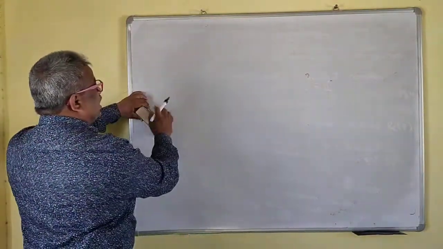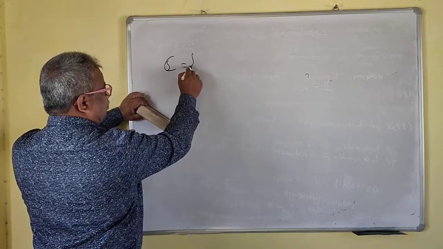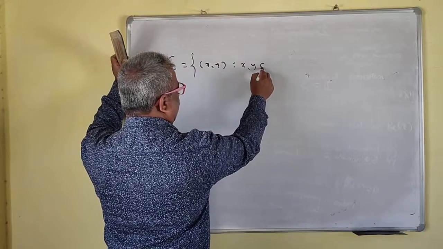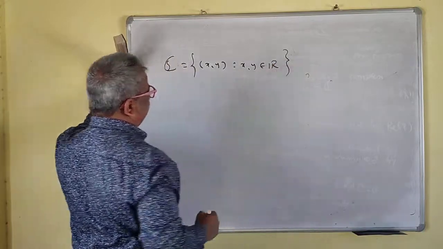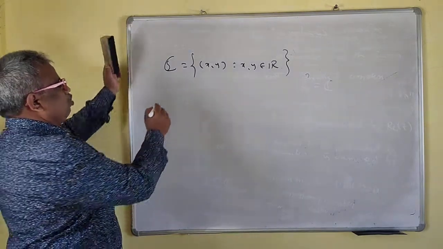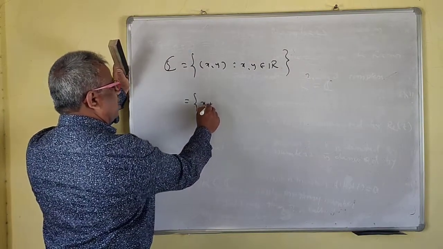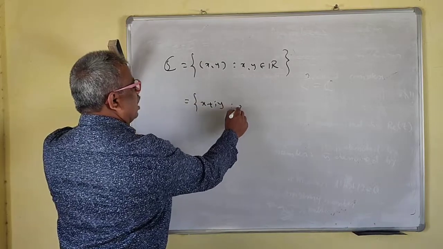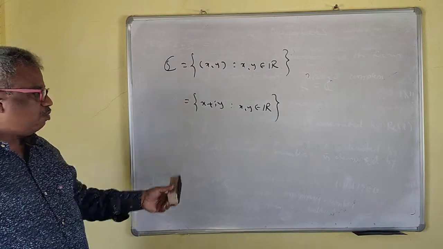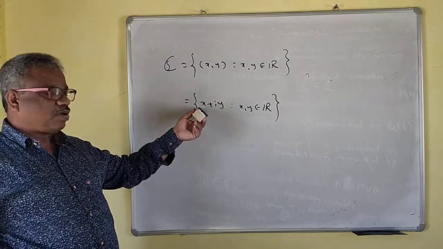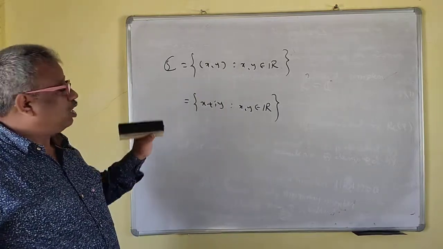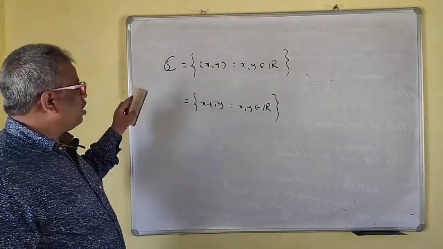I can write the set of complex numbers like this: (x, y) such that x, y belong to R. Or you may write the set of complex numbers x plus iy, such that x, y belong to R. The set of all complex numbers of the form x plus iy, where x and y are real numbers, is nothing but the set of all complex numbers. We can denote it like this.